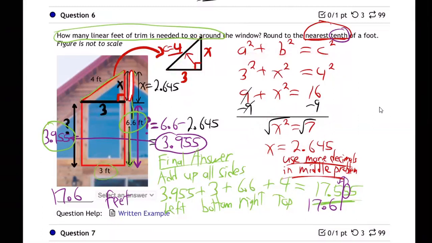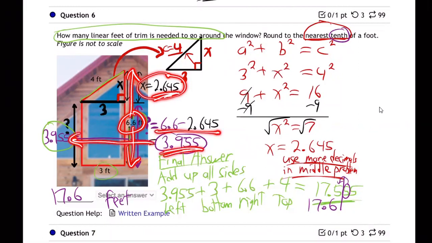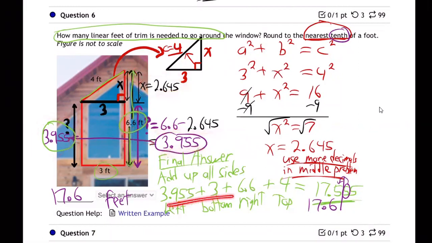So then I knew this little top part, this x, and I knew the whole thing was 6.6. The whole right side was 6.6. The top part I just found from the a squared plus b squared is c squared, 2.645. So subtract the whole right side minus the top part right here, and I got the bottom part and moved it over here. That's how I found the bottom part. And then I just added them all up to get all the way around the whole outside of the window.